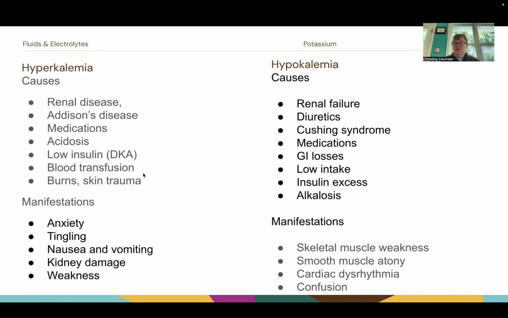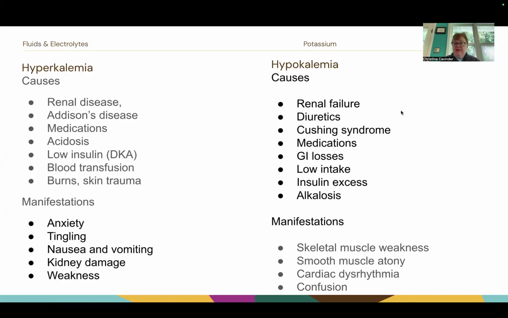So blood transfusions, you're like, well, how does that affect it? Well, when you get a blood transfusion, some of the red blood cells will break down and they will give off potassium. And so that's why you get high potassium as well. Any kind of skin trauma, tissue trauma, again, is giving off potassium because the cells are breaking down. Signs and symptoms of hyperkalemia are anxiety, tingling, nausea, vomiting, kidney damage, and weakness.